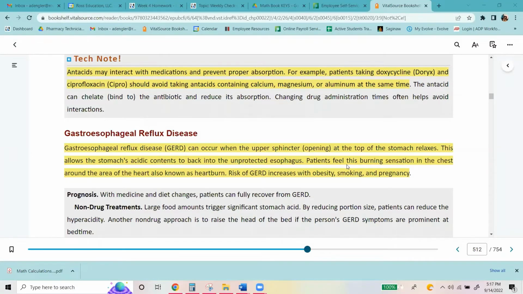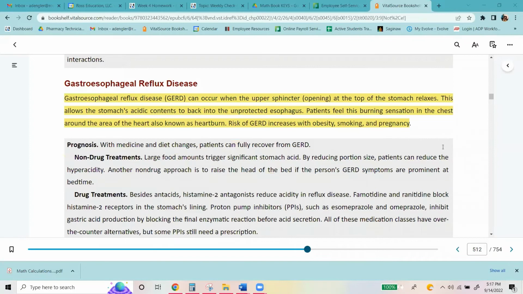Gastroesophageal reflux disease can occur when the lower sphincter at the top of the stomach relaxes. This allows the stomach's acidic contents to back up into the unprotected esophagus. So I was kind of talking about this when we looked at that full picture. Patients feel this burning sensation in the chest around the area of the heart, which is also known as heartburn. Risk of GERD increases with obesity, smoking, and pregnancy.